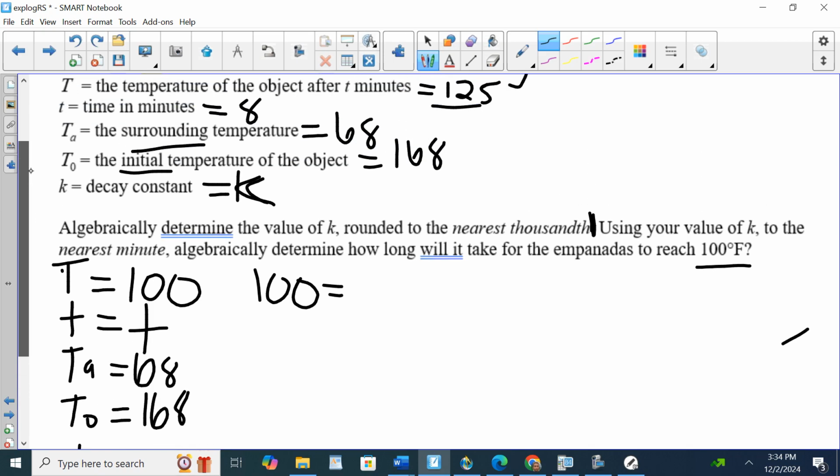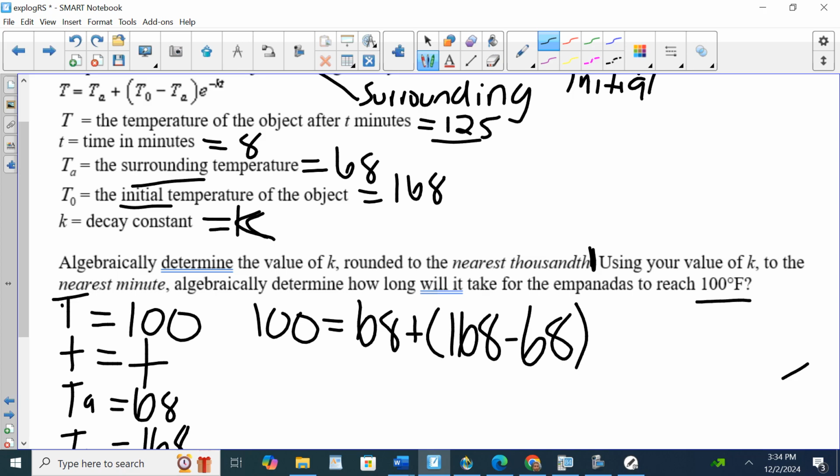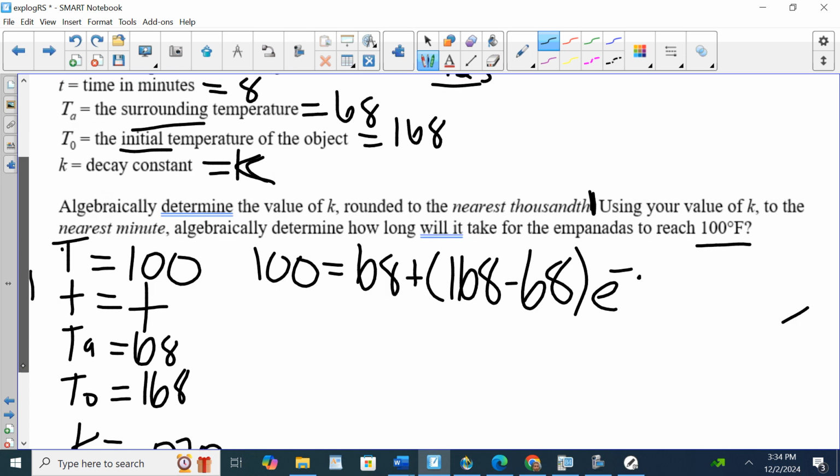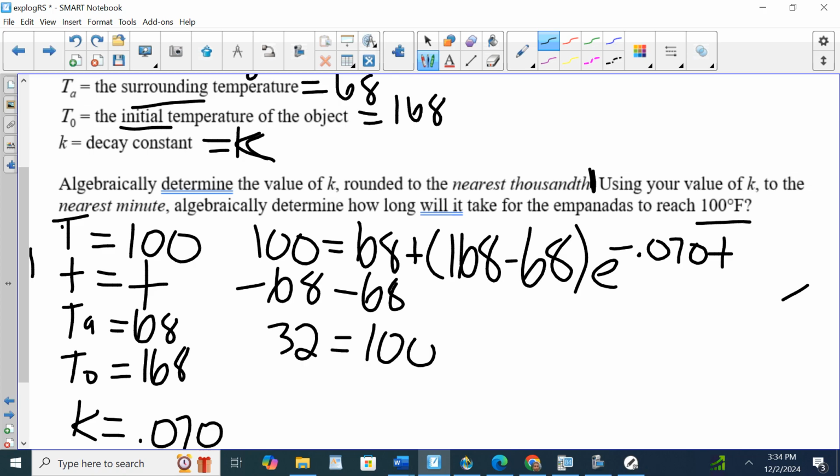equals ta, 68 plus t0, 168 minus ta, 68, e to the negative. Now k is 0.070, and little t is what I'm trying to find. I'm doing the exact same thing. I'm solving the exponential equation by isolating. 100 minus 68 is 32, equals 168 minus 68 is 100, e to the negative 0.070t. I'm not done isolating yet.